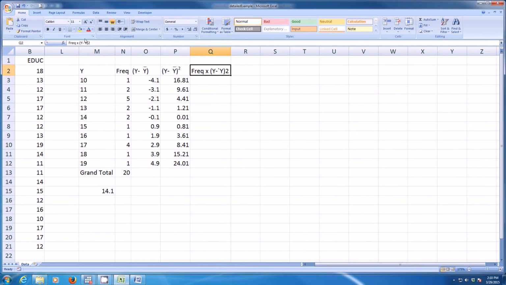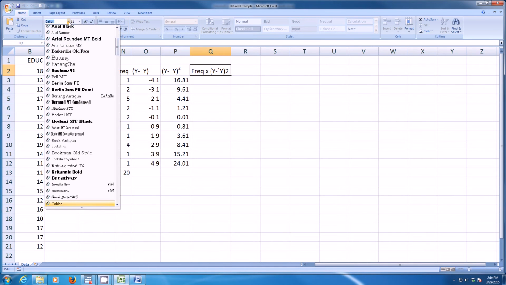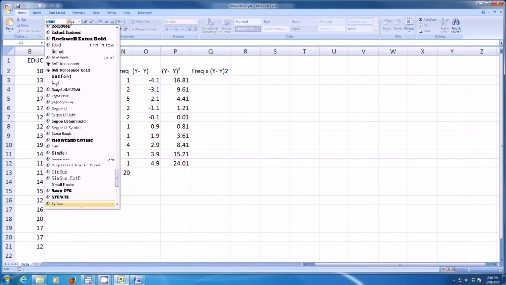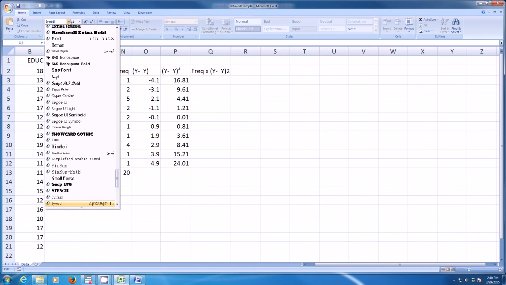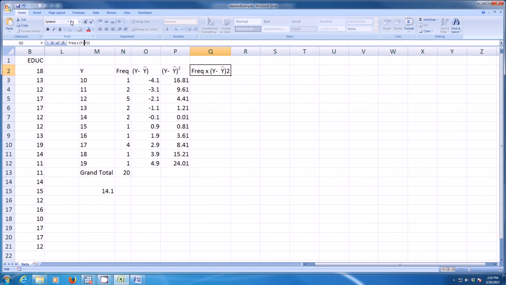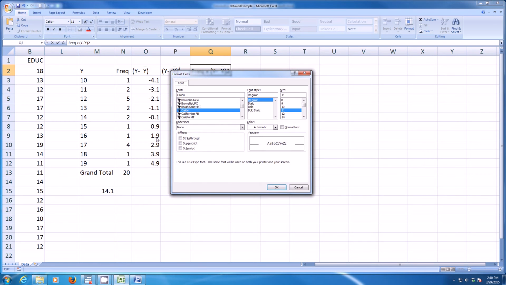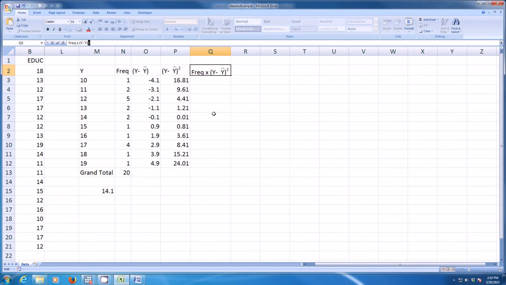And again, if I just make this acute or push sign, if I change its font to symbol, it'll give me the overbar. And if I make this 2 a superscript, that'll look more like a square sign. Okay, there we go. So now what we're going to do is take each of these square deviations to the mean and multiply them by their frequencies.